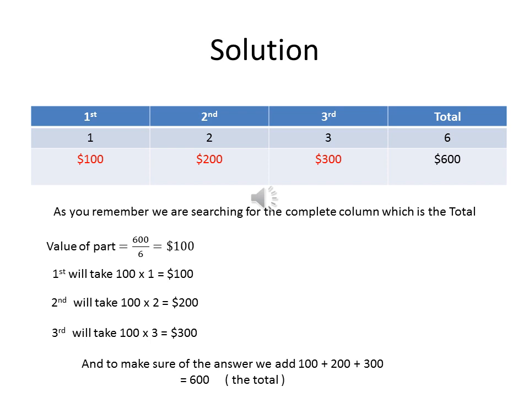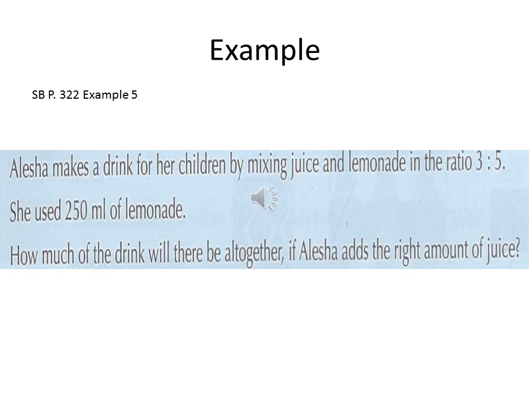And to make sure of your answer, we add all the money for the 3 children. So $100, the first son, plus $200 for the second son, and $300 for the third son. If you add them all, you will find out that they equal the total money of the parent that you want to divide. So equals $600, and that's it.